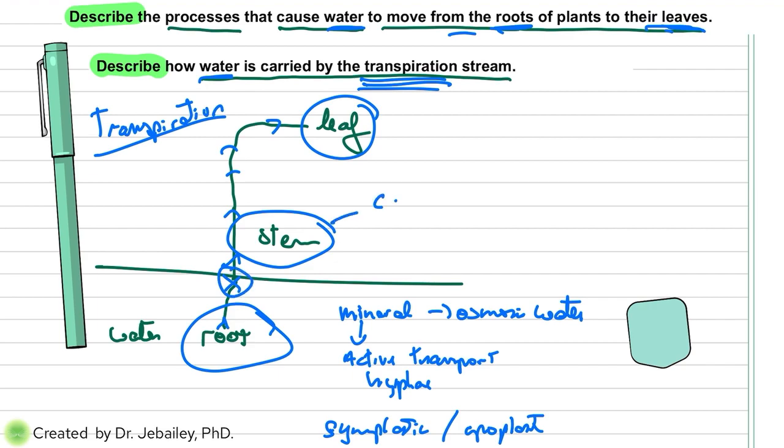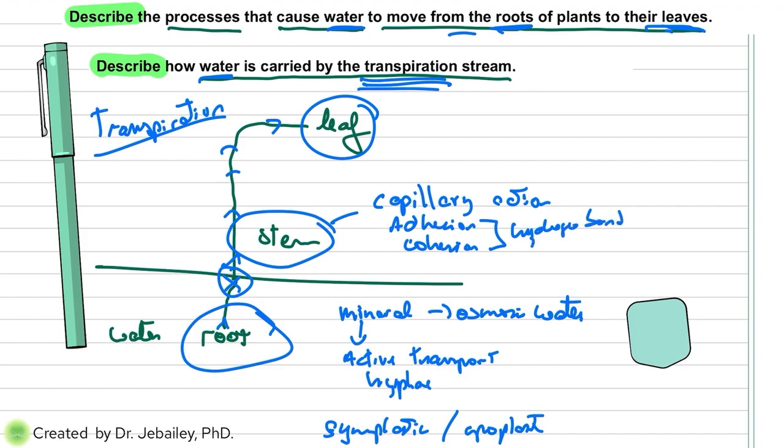In the stem, we can talk about the capillary action, right? That means you talk about the adhesion and the cohesion, and when you talk about these two, make sure you talk about the hydrogen bonds that they form and give their definitions. Adhesion is water with other walls. Cohesion is water with water. And this way, it causes the pull of the water up through capillary action.